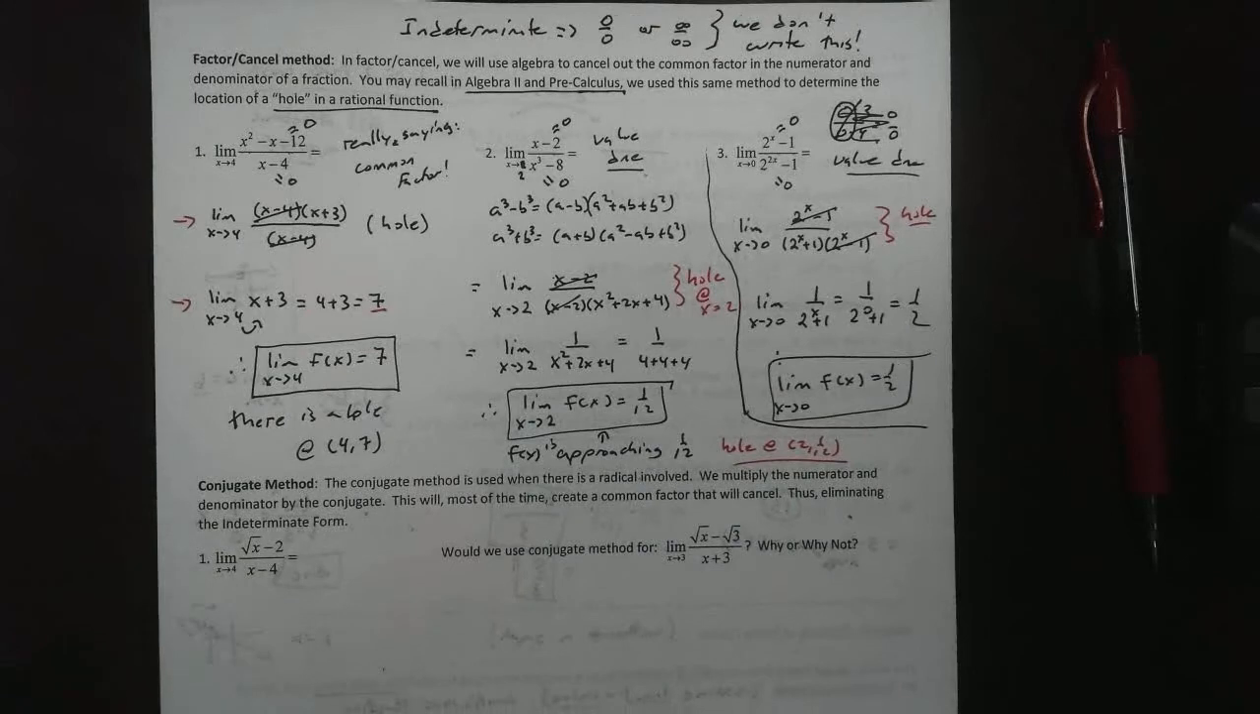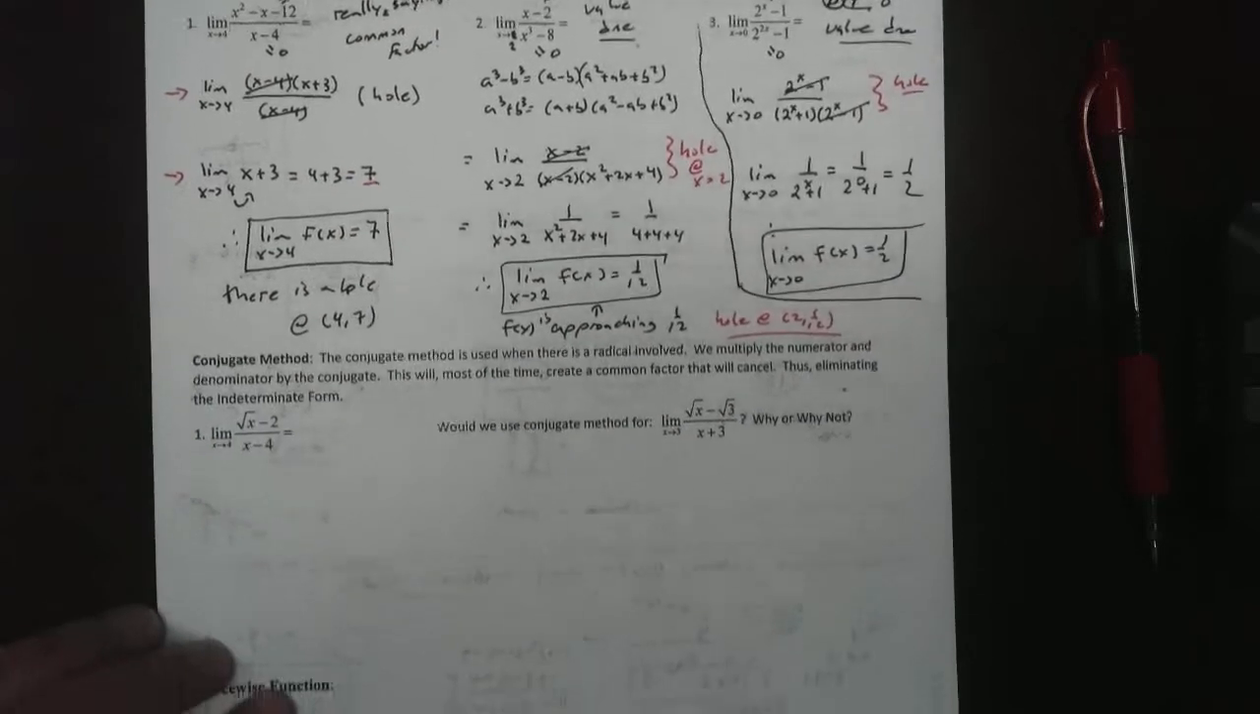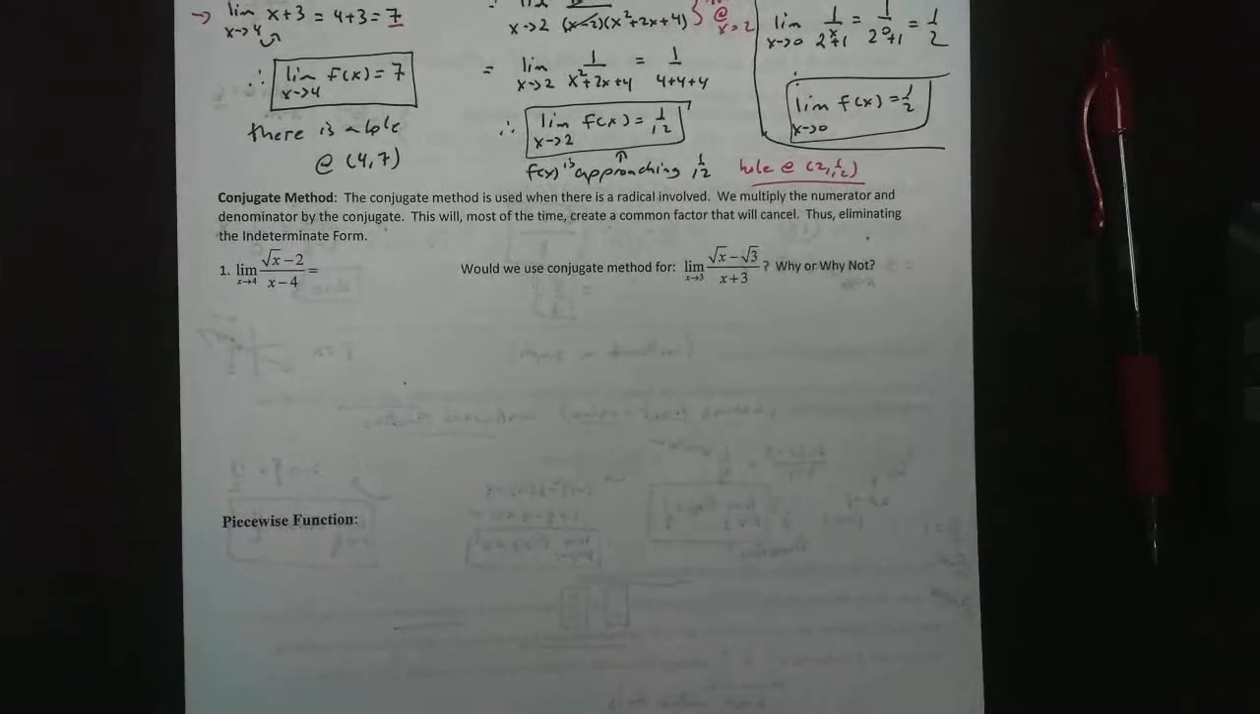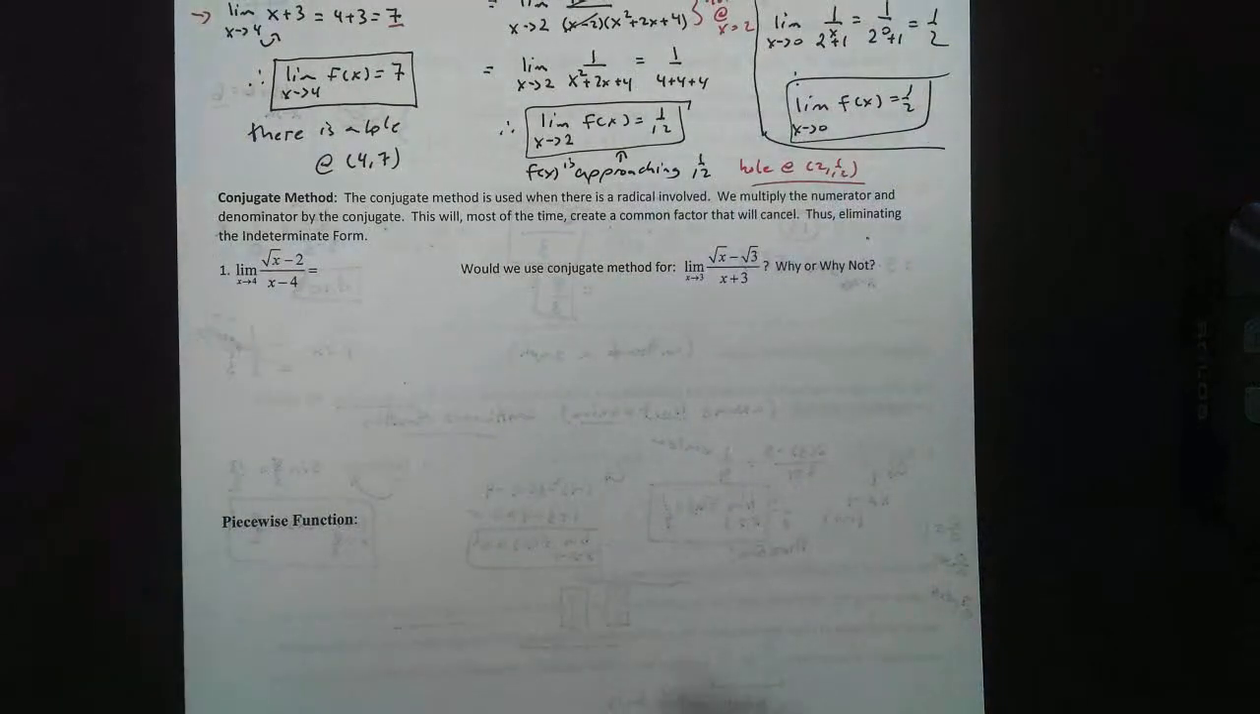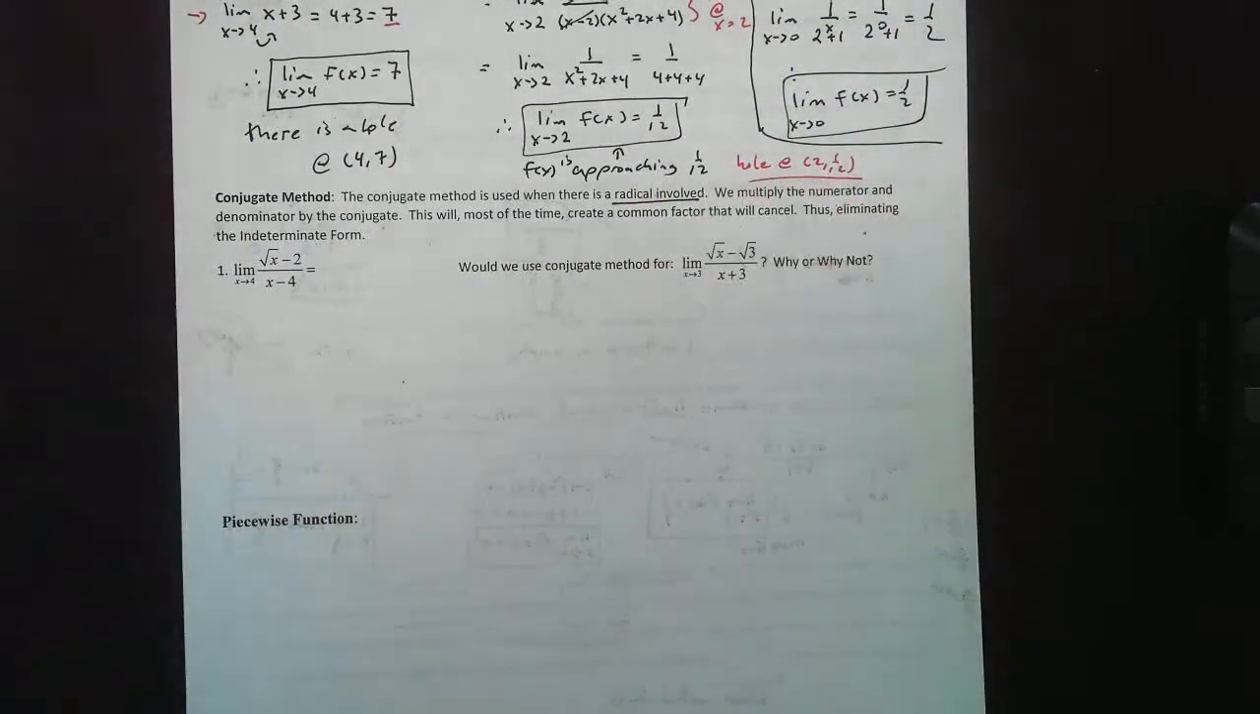All right, the other method we're going to talk about today is very similar to the factor cancel method. And that is called the conjugate method. Not conjugal, that's prison talk. All right, so conjugate method. This is used when a radical is involved. Very simple. You'll recognize this right away. In this situation, we multiply the numerator and the denominator by the conjugate.